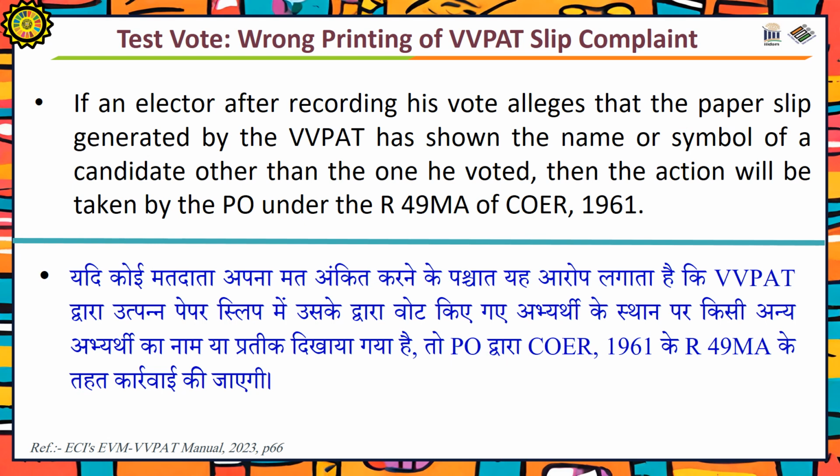Wrong printing of VVPAT slip complaint. If an elector after recording his vote alleges that the paper slip generated by the VVPAT has shown the name or symbol of a candidate other than the one he voted for, then the action will be taken by the presiding officer under Rule 49MA of Conduct of Election Rules 1961.